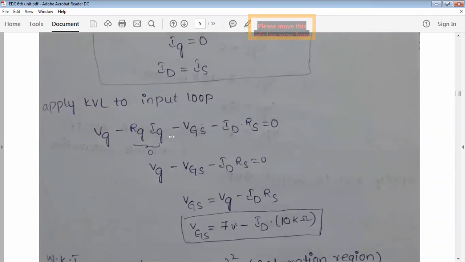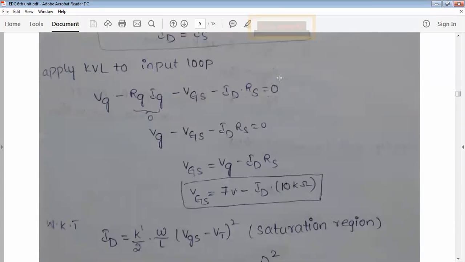So this is the KVL. Vg minus Rg into Ig minus VGS minus ID into RS is equal to 0. The product Rg into Ig is equal to 0. Then the remaining expression is Vg minus VGS minus ID into RS is equal to 0. From that, VGS is equal to, the already calculated Vg value 7 volt. We don't know ID, and RS is given as 10 kilo. So this is the VGS expression. VGS is equal to 7 minus ID into 10K.